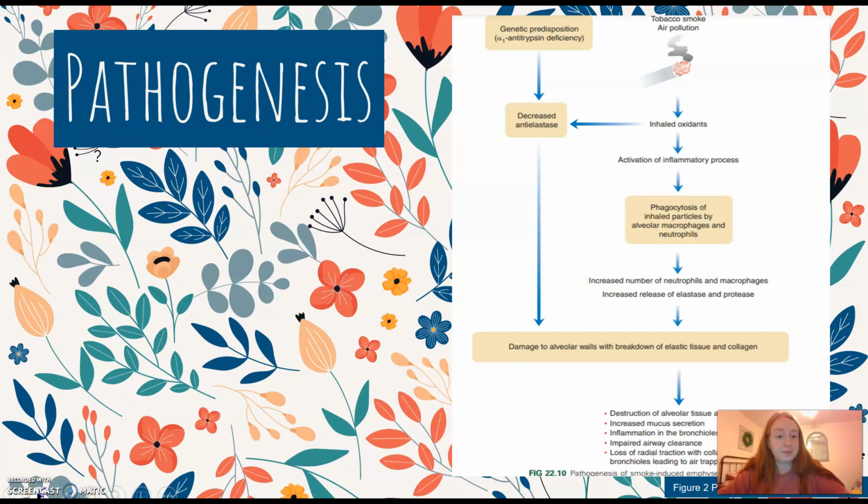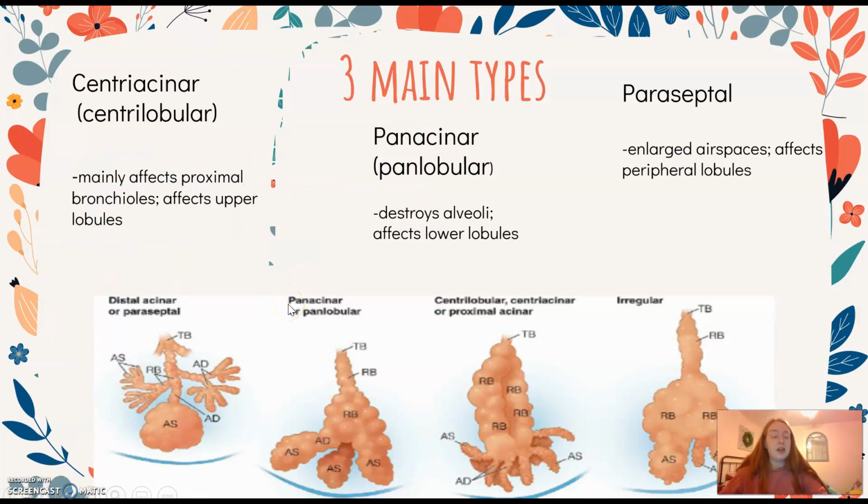So going into the three main types, on the left side you have centriacinar, also known as centrilobular, and this affects mainly the proximal bronchioles and the upper lobules. You see as an example here, we're larger up top and smaller down bottom, so obviously the top is affected. This is the most common again. The next one is the panacinar, or panlobular, as pictured here. It affects more of the lower lobules, and this is the one that is more common with the alpha-1 antitrypsin deficiency. It is the type that comes up the most in relation to that.